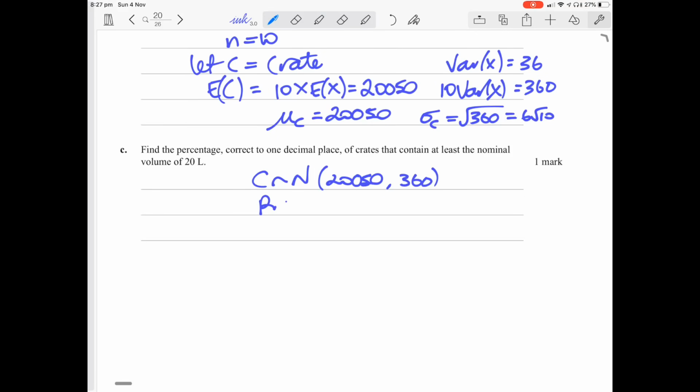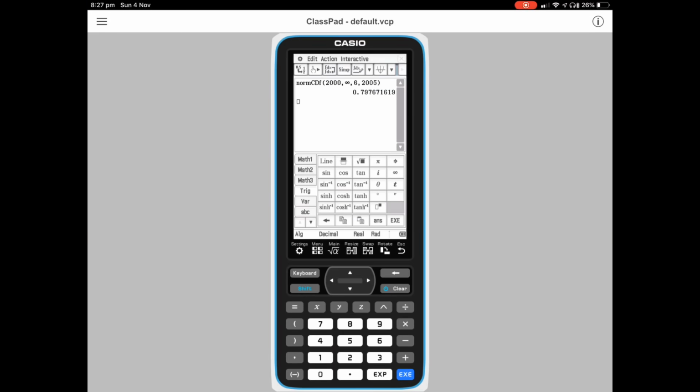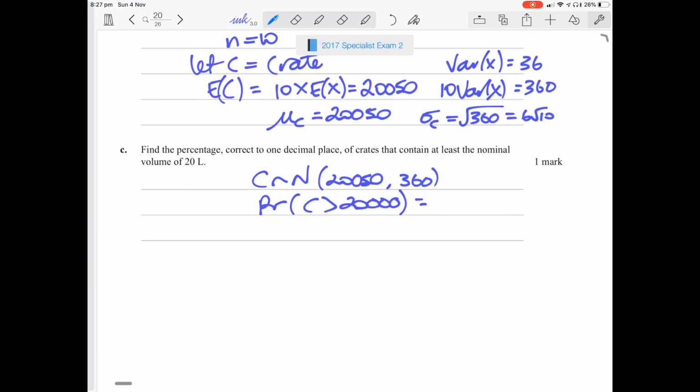The probability that C is greater than 20,000 is equal to, okay, so we want this, put a 0 on the end. What was that again? That was 6 root 10. And that was 20,000. 99.6%.